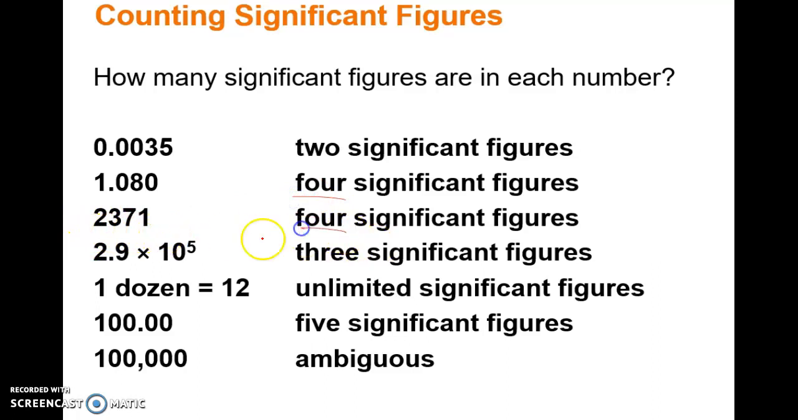2371, all are significant. 2.9 times 10 to the 5th, this is actually a typo. This is actually 2 significant figures. These guys here are significant. This is a defined measurement, so this is unlimited significant figures. And 100.00, because of this decimal point, all of these are significant, so this is 5 significant figures. And this one has no decimal point in it. We know that there's a decimal at the end, but it's not written there, and so this has an ambiguous amount of significant figures.